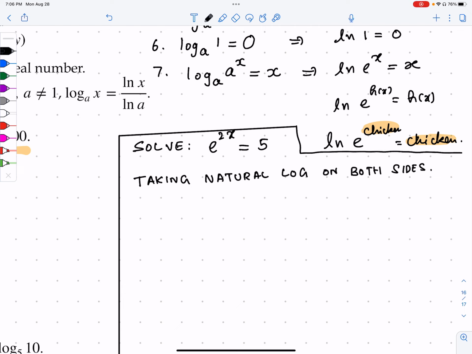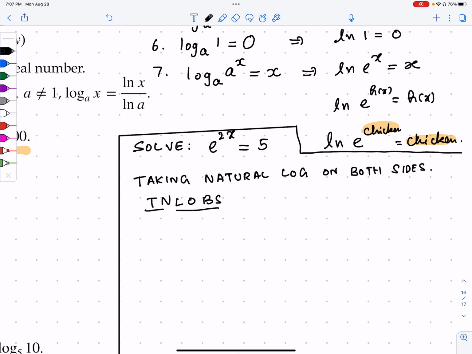So I'm going to write it in short, TNLOBS. If you want to remember this in a funny way, think of this as Tennessee lobsters, right? Whenever I use the word Tennessee lobsters, I mean we're going to take logarithms on both sides. What do we mean by that?